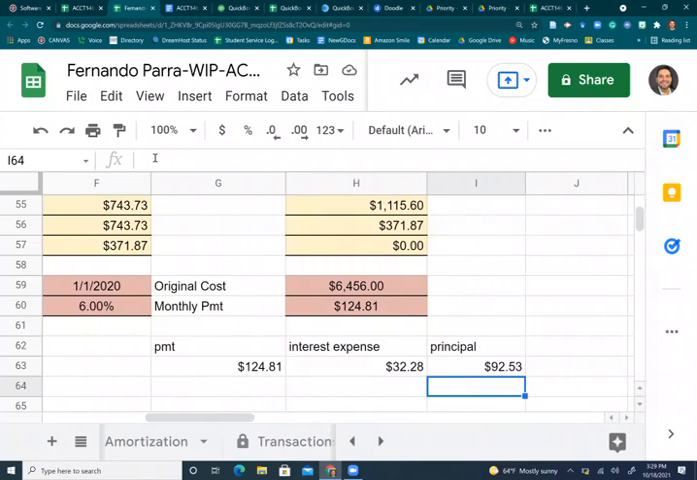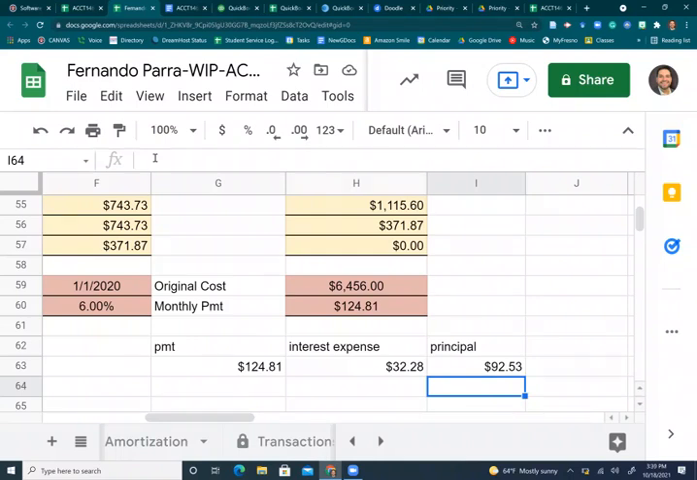Does that make sense? Everybody, we know how books are being done, right? Yes, accountants, especially accountants, right? We understand how this is done.